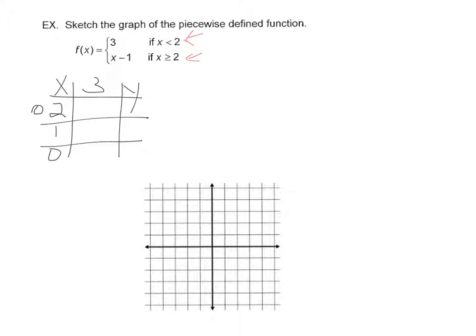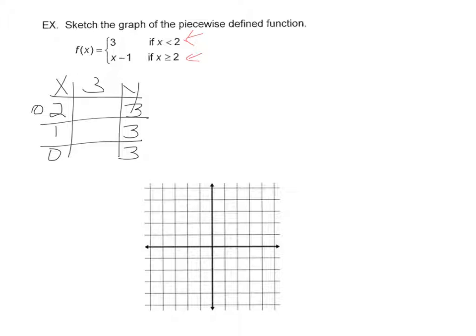Now, normally, you take the x values you've chosen, plug them in for x in the function, and get the y value. But there is no x for this function, it's just a 3. So all of the y values are 3.